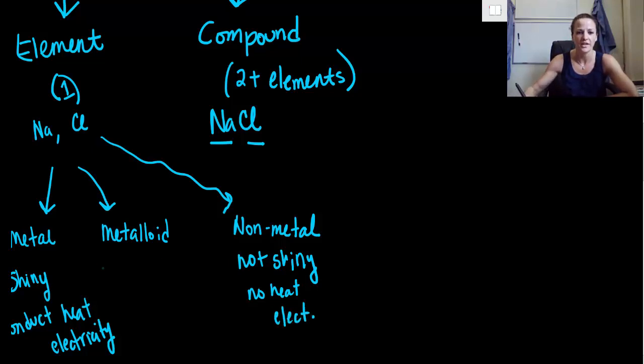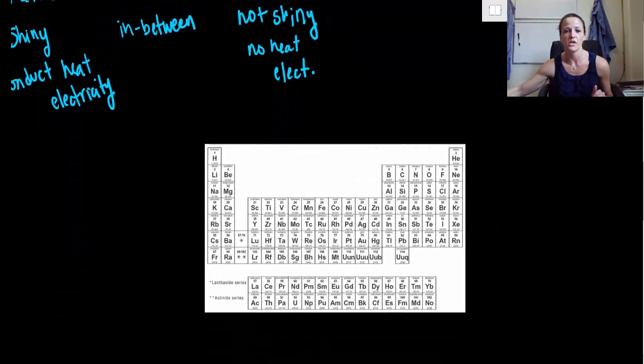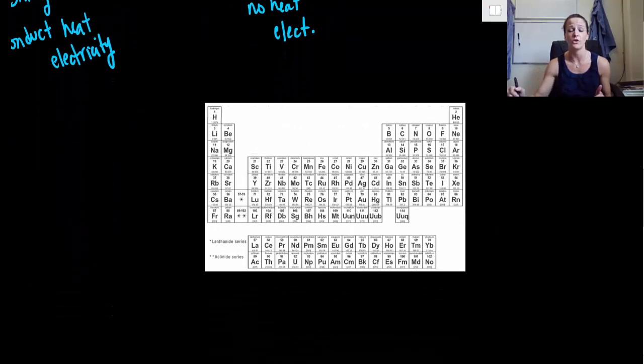A metalloid is somewhere in between. It's something that you can't specifically say is shiny, conducts heat, and conducts electricity. Maybe it's something that is shiny but can't conduct heat and electricity, or it's something that conducts heat but not electricity. So a metalloid is something that's in between. What I hope you can do is eventually, if I were to give you a periodic table, identify which parts are metals, nonmetals, and metalloids.